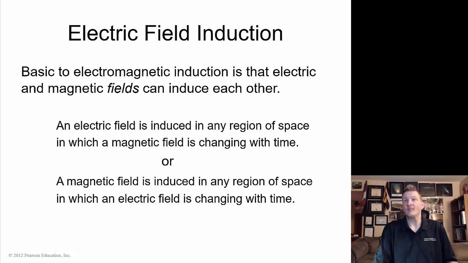And so the basic idea of electric field induction is that the current and magnetic fields can induce each other. An electric field is induced in any region of space in which a magnetic field is changing with time, or a magnetic field is induced in any region of space in which an electric field is changing with time.